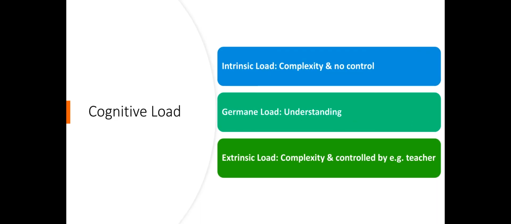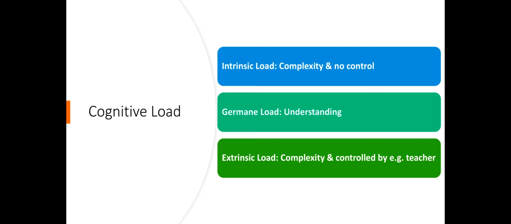So when we talk about cognitive load, there's three main areas. We talk about the intrinsic load, which is all about the individual. How hard is the concept being taught and how capable is the child? So we're talking about complexity of the information, and of course that individual has no real control over how hard they find it or how easy they find that information.